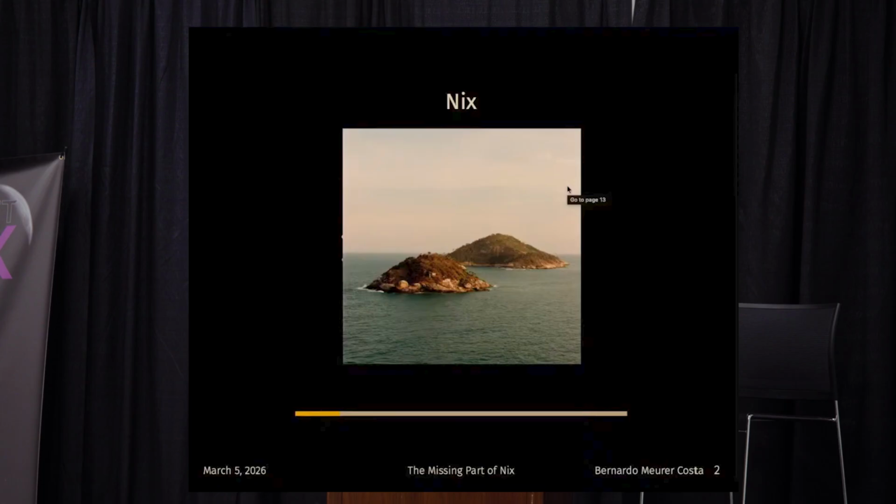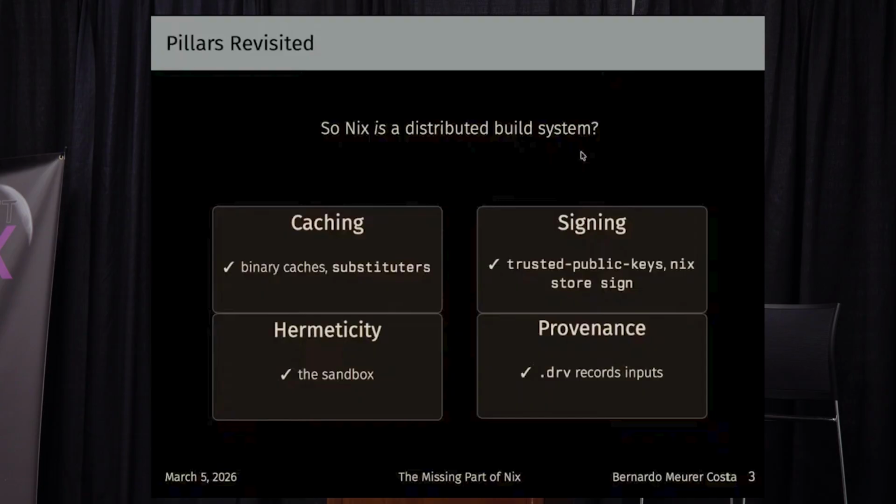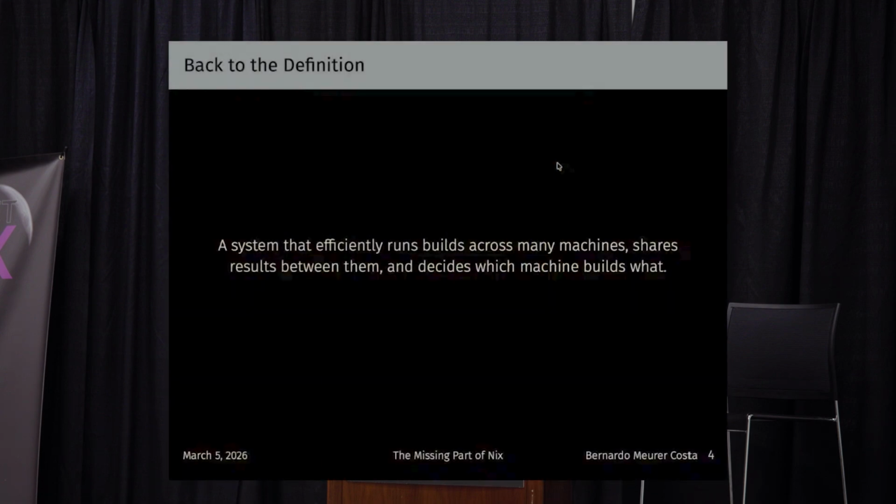How does Nix fare here? How does it come into play? If you know Nix pretty well, you would say, oh yeah, Nix is a distributed build system. So far, all the properties I mentioned, we have them. Hermeticity, we've got the sandbox. Caching, substituters. Provenance: the derivation records everything you need for provenance, pretty much. And we have really high quality signing with multiple signers.